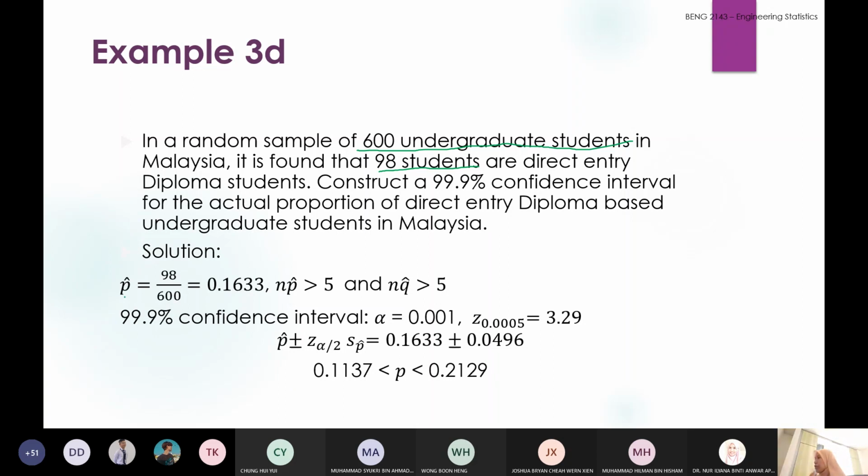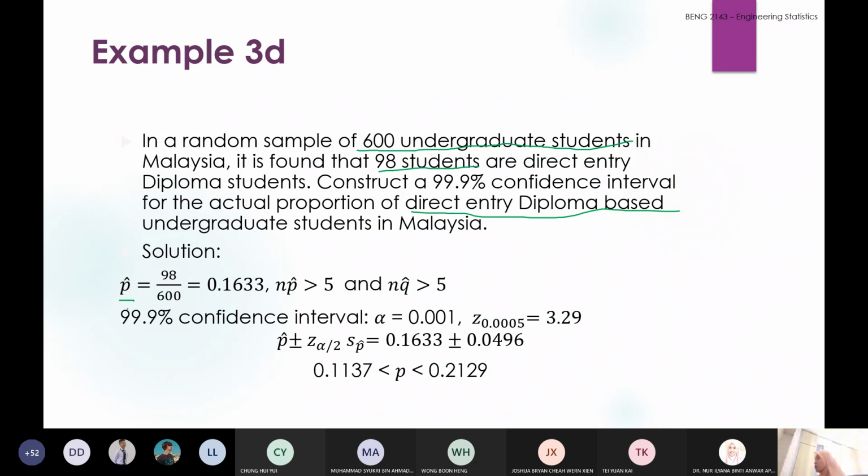So directly, we know it involves a proportion. Proportion of what? What is the success that we are looking for? The confidence interval of the direct entry student. X is the direct entry student. So what is the number of direct entry students?